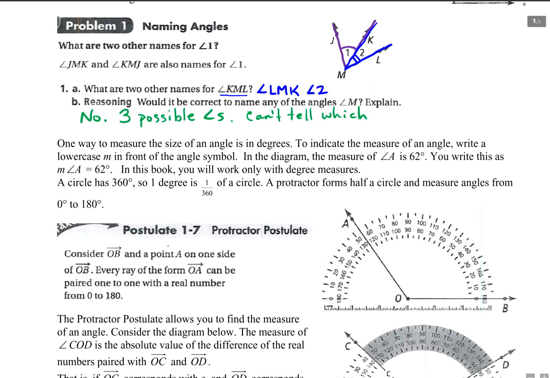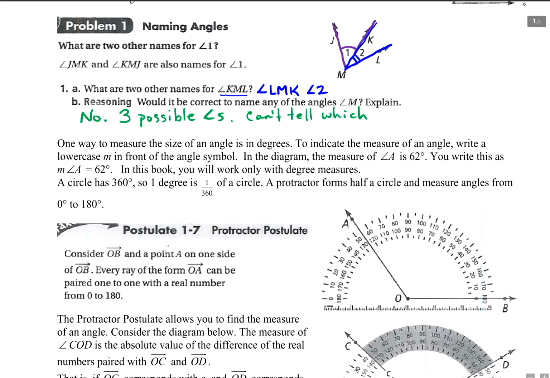All right, first one says, what are 2 other names for angle KML? So we're looking at the blue angle here, KML. We could also name that the other direction, LMK. And it handily has a little number in there, so we could call it angle 2.